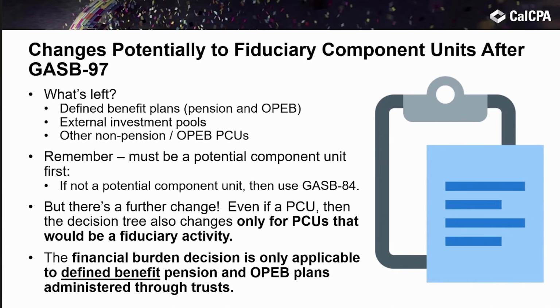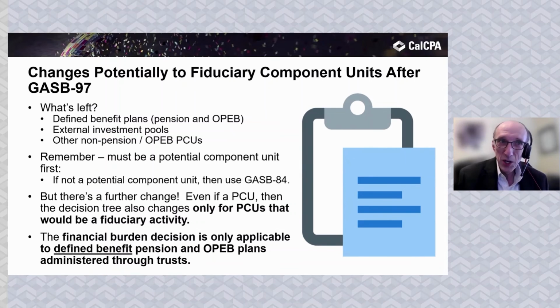And if we don't have a component unit relationship, GASB 84's provisions are still there. Second, there needs to be a potential component unit relationship already. I need to repeat that twice.